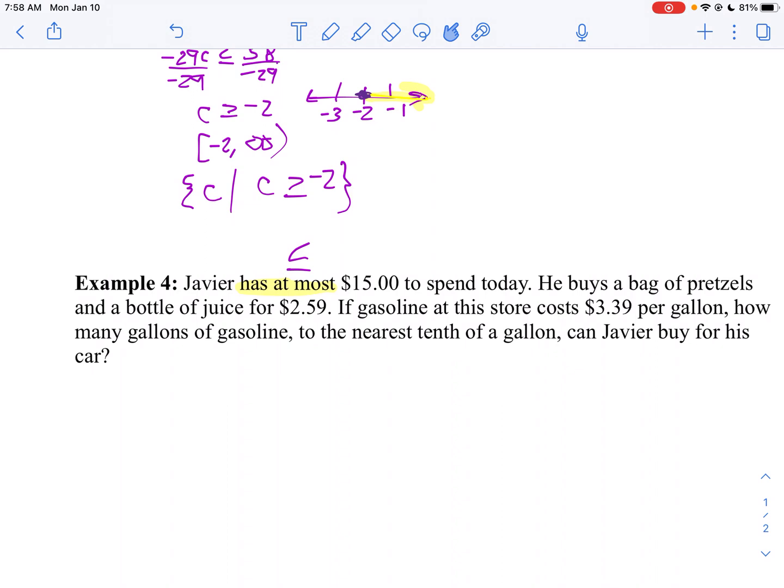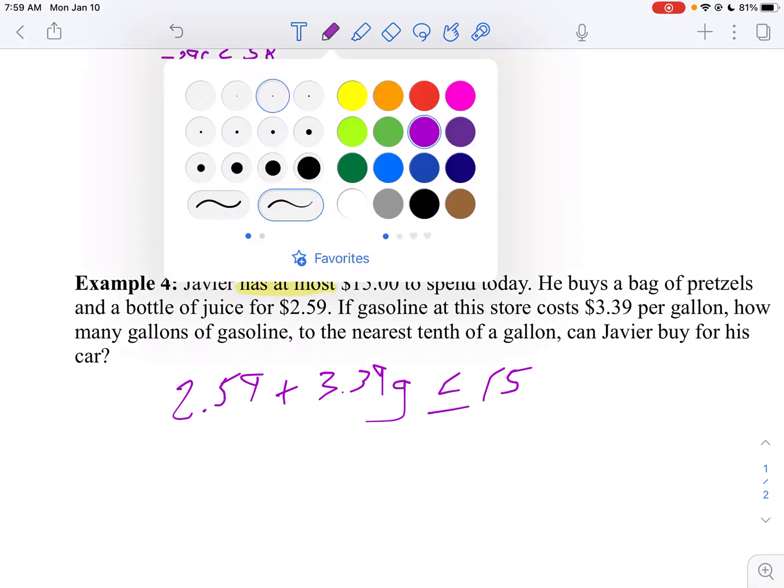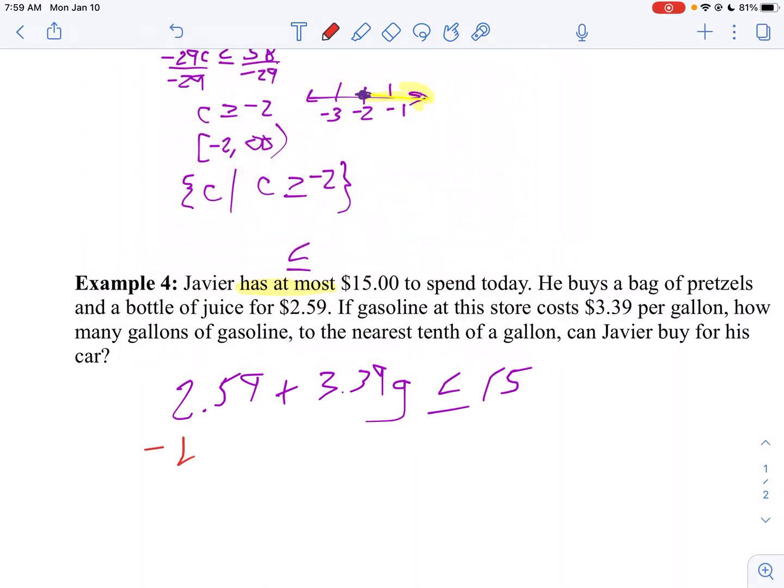So first off, we're going to say we're going to be less than or equal to 15. And then we're going to start with $2.59. And I'm going to add $3.39. I'm going to use G for the number of gallons. So $3.39 for every gallon. So now we solve it just like we solve an equation. I subtract 2.59 from both sides.